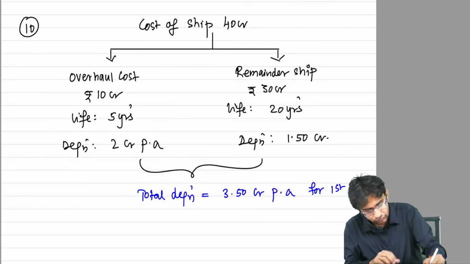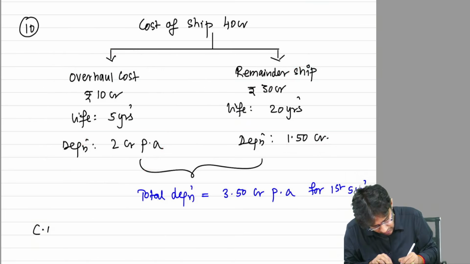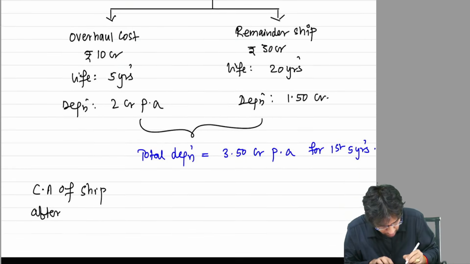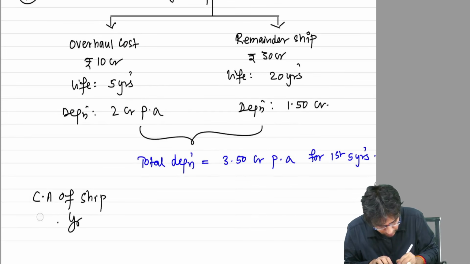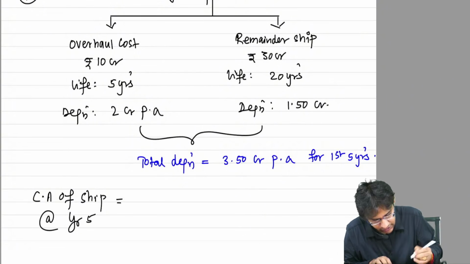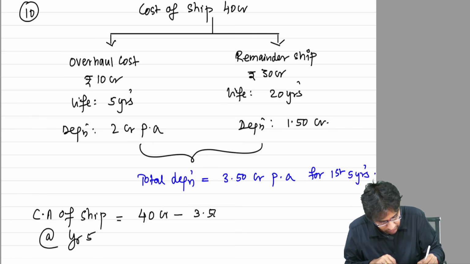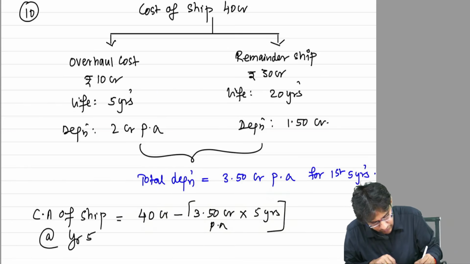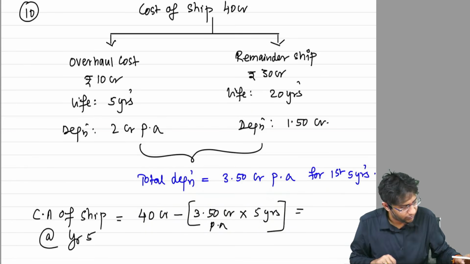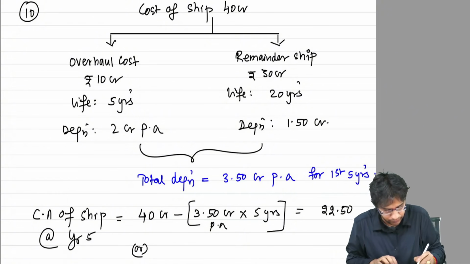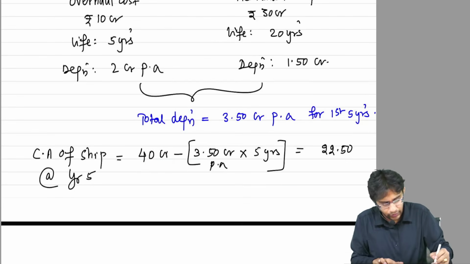So, carrying amount of the ship at year 5 ending is equal to, there are two ways in which you can do it. 40 crores minus 3.5 crore per annum you are charging, like that for 5 years you charged. So 3.5 into 5, 17.5, so 22.5. This is one way. Or else this only we can present in a different way.